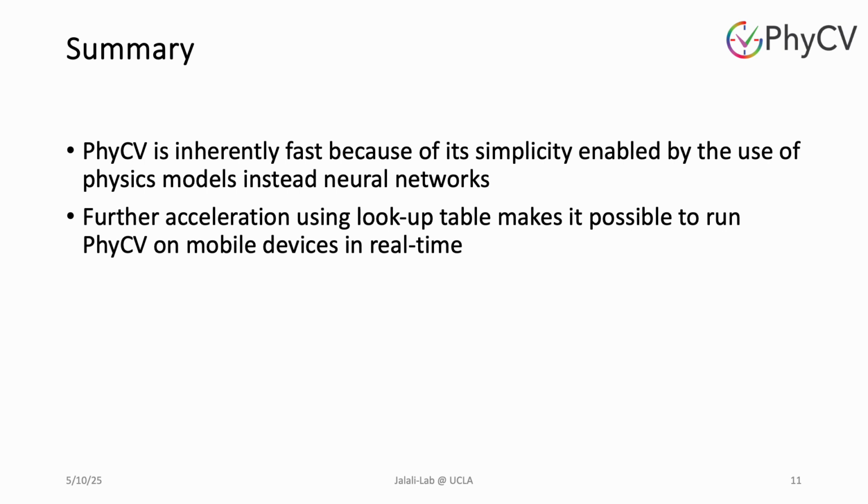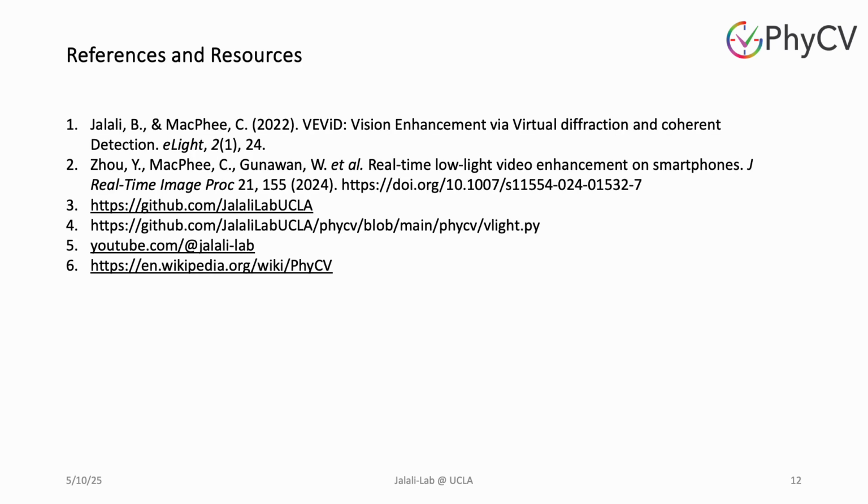To summarize, PhyCV is inherently fast because of its simplicity, enabled by the use of physics models instead of neural networks. Further acceleration using a lookup table makes it possible to run PhyCV on mobile devices in real time. For more information, refer to this reference slide.